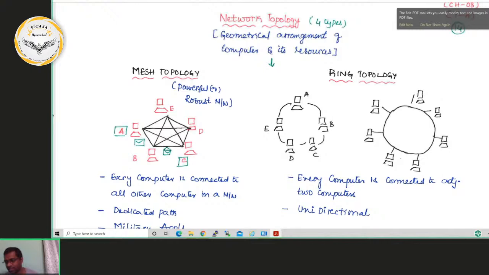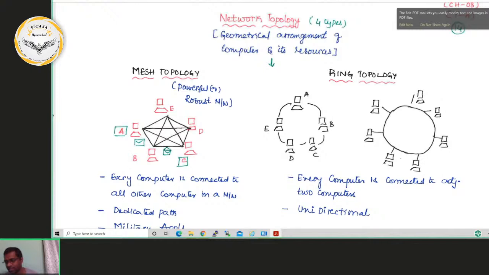Mesh topology is nothing but if every computer is connected to all other computers in a network, then it is called mesh topology. For example, here, computer A is connected to B, it is also connected to C, D, and E. So what exactly is a mesh topology? If every computer is connected to all other computers in a network, it is called a mesh topology.